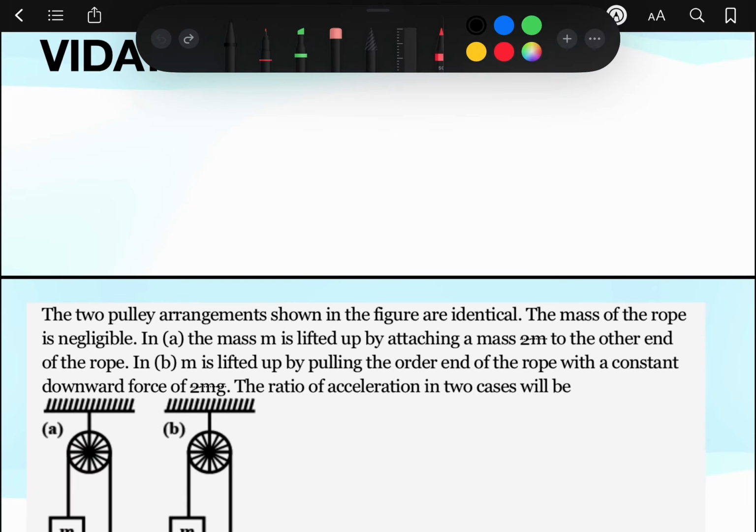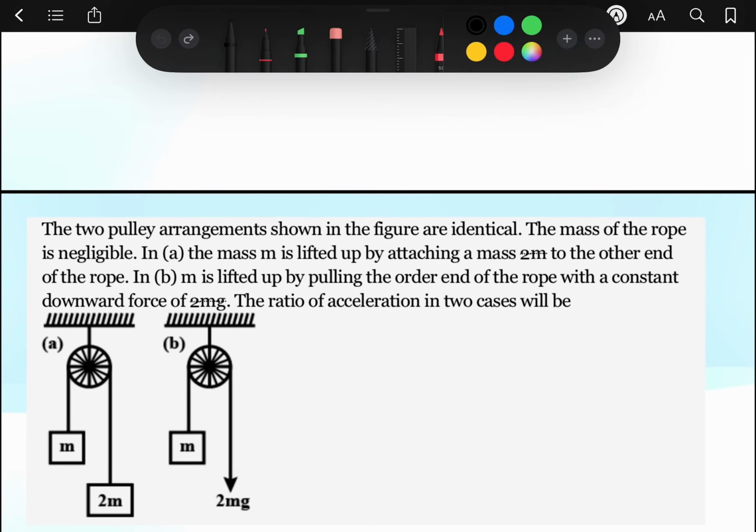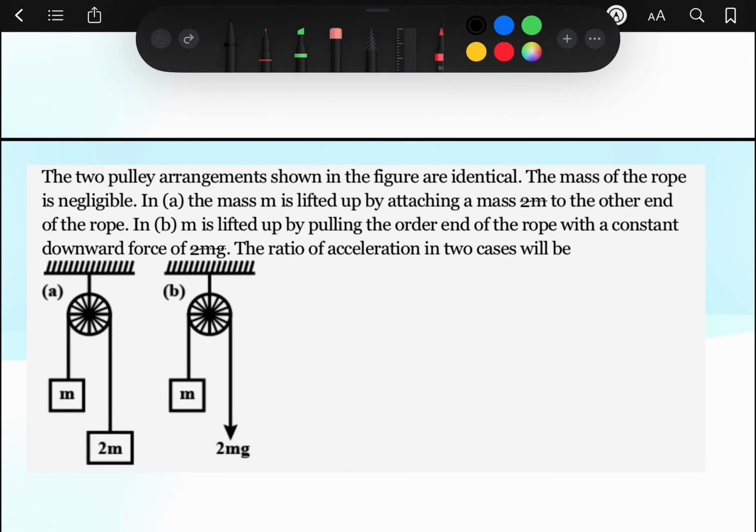So this is a question from IIT JEE PYQ. The question is from the chapter Newton's laws of motion, from the year Advanced 1984. Okay, so here is the question.